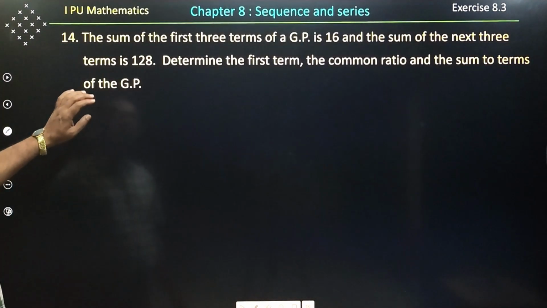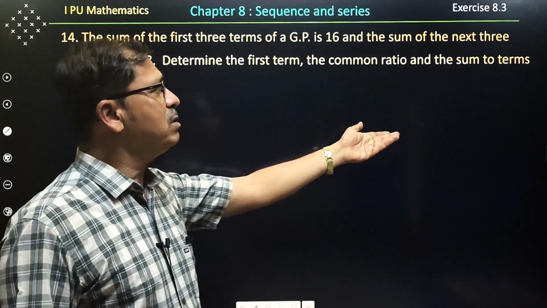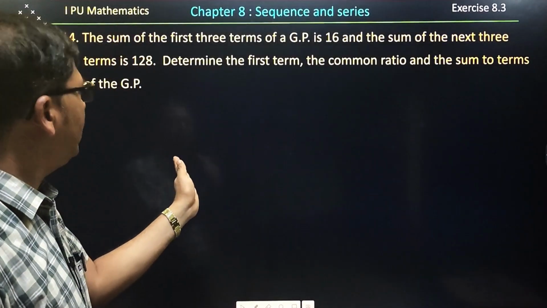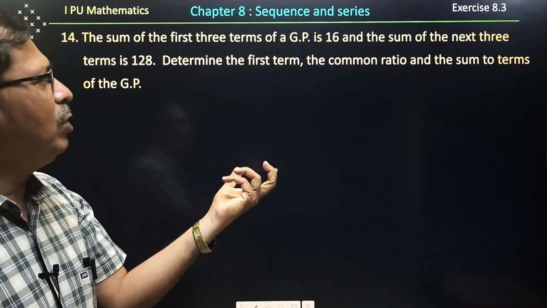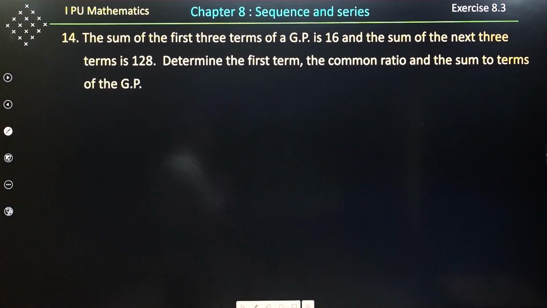Okay. Next question you see here, the sum of the first 3 terms of the GP is 16 and the sum of the next 3 terms of the GP is 128. Determine the first term, common ratio and sum to n terms of the GP here. Let us think over the data and how to solve it.